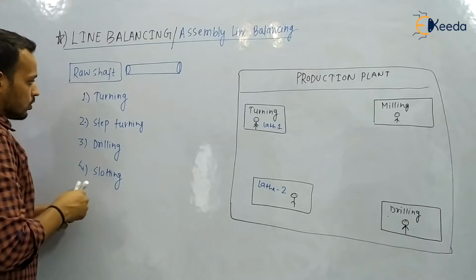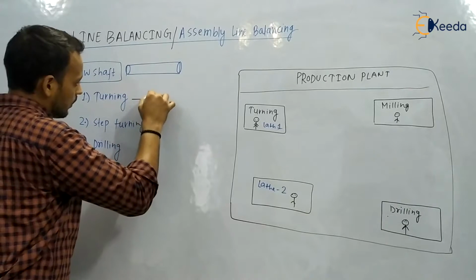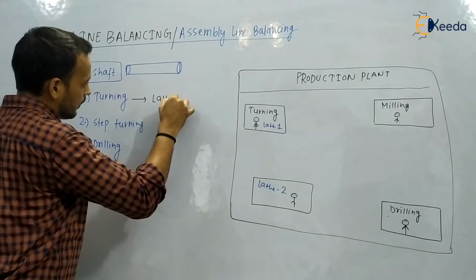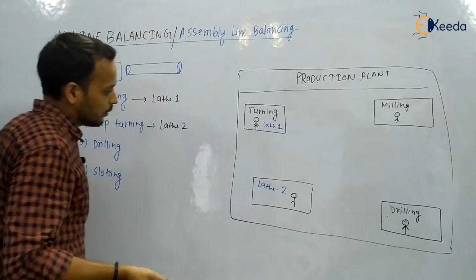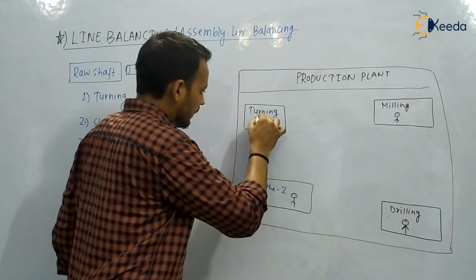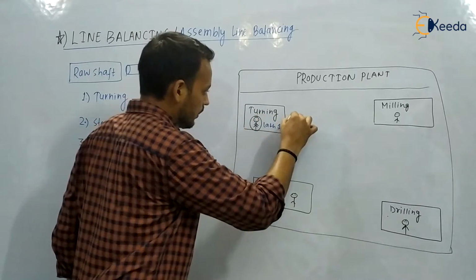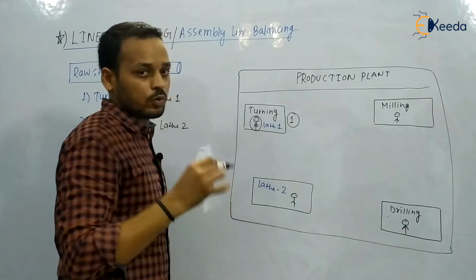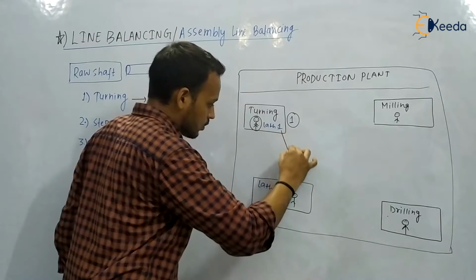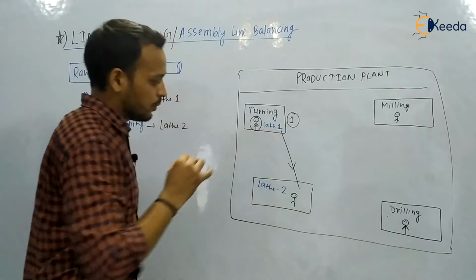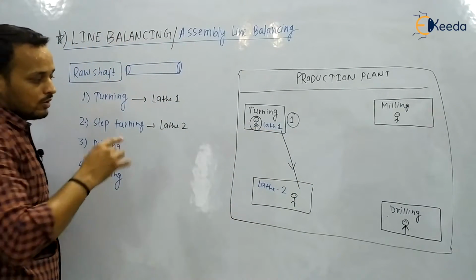Suppose we are going to perform turning on lathe 1, and step turning on lathe 2. First the operator will come here to perform the turning operation on this raw shaft. Then from here he has to move to this workplace.